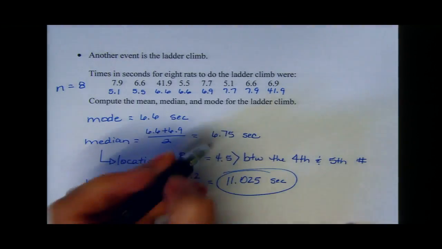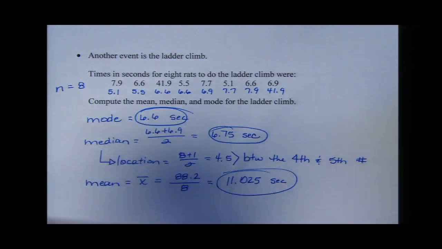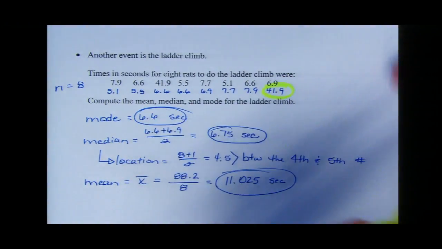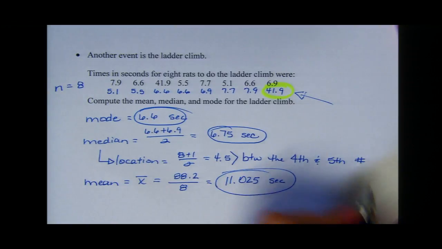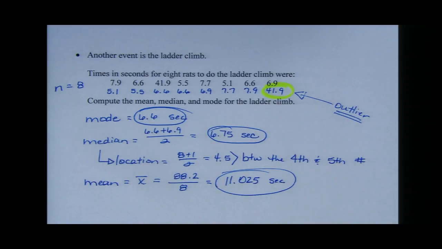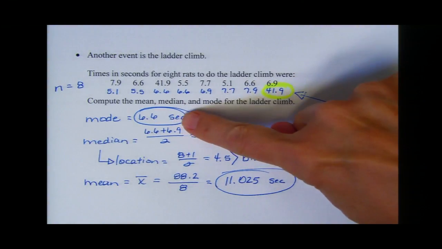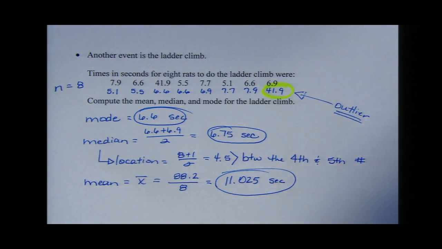This central tendency is way different than these central tendencies. And hopefully what might be a little red flag to you is, I wonder if this 4.9 is what caused that, and that is correct. This number that is way different than all the others is what we call an outlier. An outlier is a number that is way smaller or way bigger in comparison to the rest of your data. But the outlier does not affect the mode, it does not affect the median, but it definitely affects our mean.